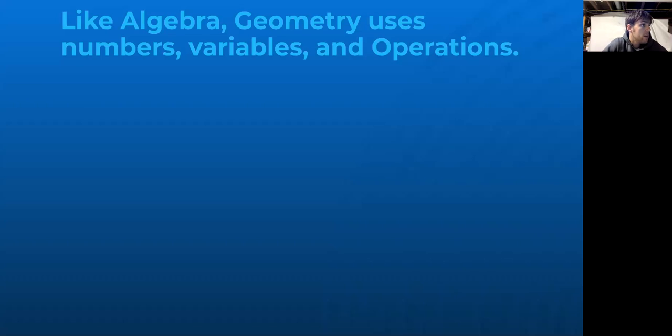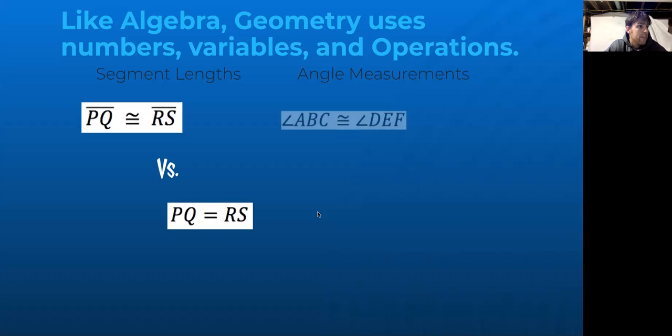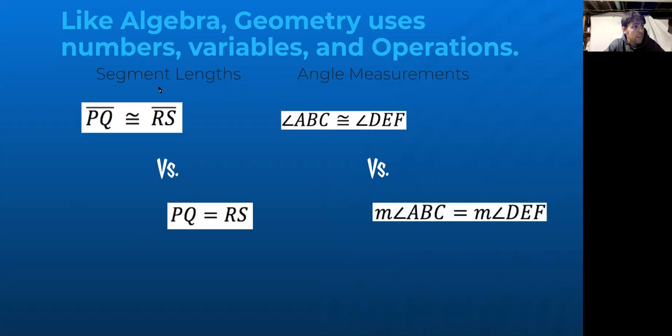Continuing where we were yesterday. So like in algebra, geometry is also going to use numbers, variables, and operations. So there's some things that we need to know here. For segments, we're going to use congruent segments or equal segments. Both of those two things are important ideas to understand.